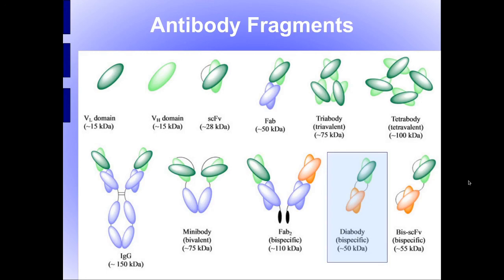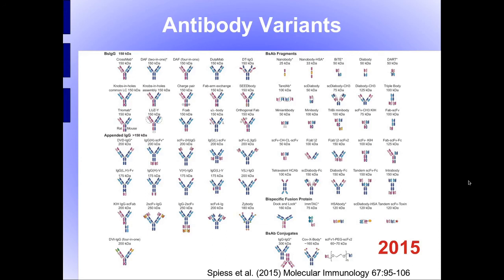So this is a fairly old slide. This again is now fairly old, but this shows you the kind of things that people were thinking about in 2015. All sorts of different fragments to produce bispecific antibodies.